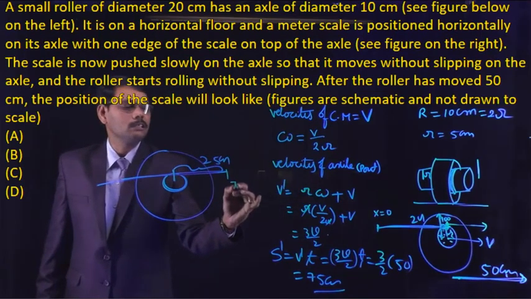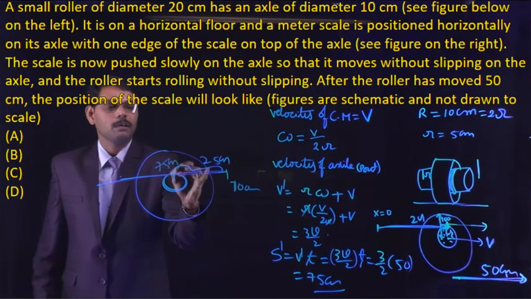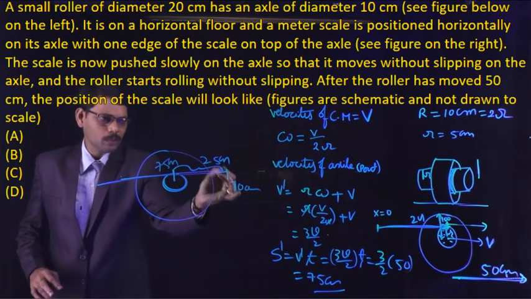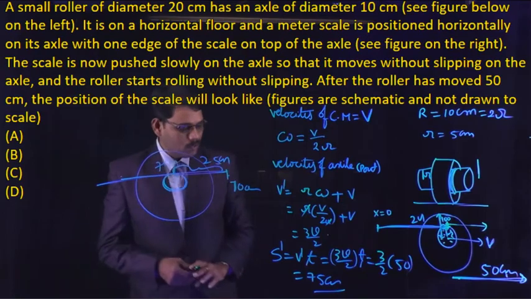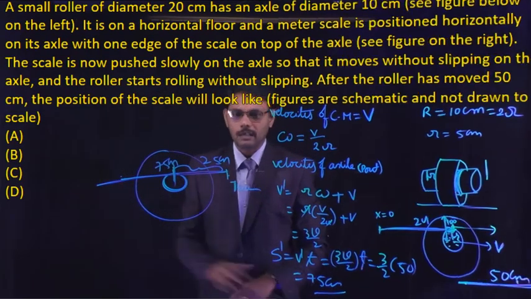If we consider this is a 100 centimeters mark, this must be the 75 centimeter mark. This diagram is correct. If you consider this is 100 and it moves forward by 25, hence it becomes 75 centimeters. This diagram which was shown in the options is correct. Options are equipped with diagrams.